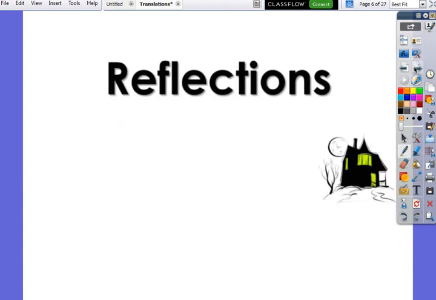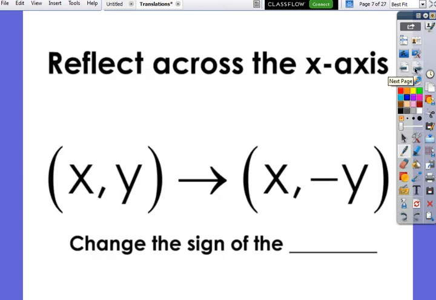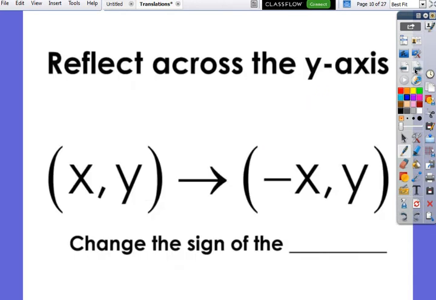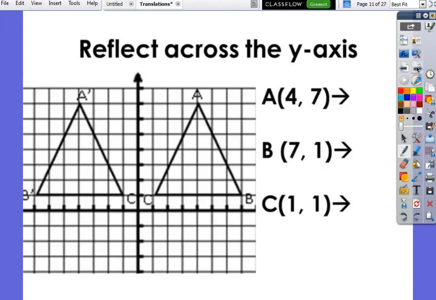Reflections. Reflect across the x, what do I do? Change the y. So if I have these, A prime would be 4, -7, and I'd go down the list doing the same thing. It's reflect across the y, what do I do? Change the sign of the x. So this would be -4, +7. Again, the rules are easy if you know them.